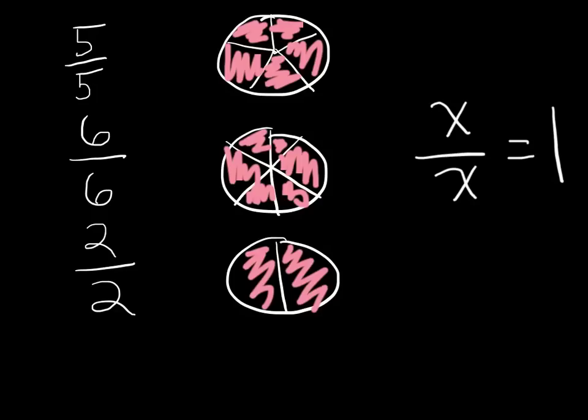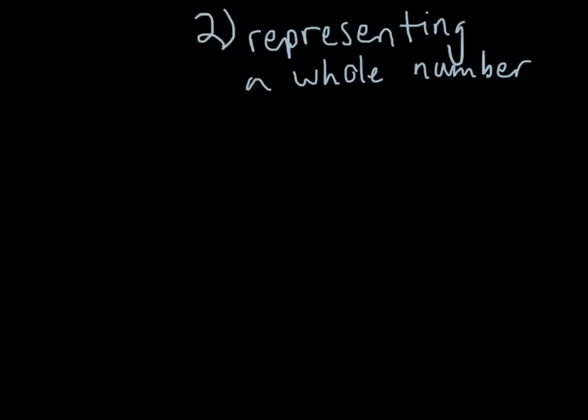The second important idea is how to represent a whole number as a fraction. For example, if we had the whole number 4, how can we represent that as a fraction? The simplest way is to simply put it over 1. What this means is the denominator is not divided at all. We have our whole set in one intact piece.